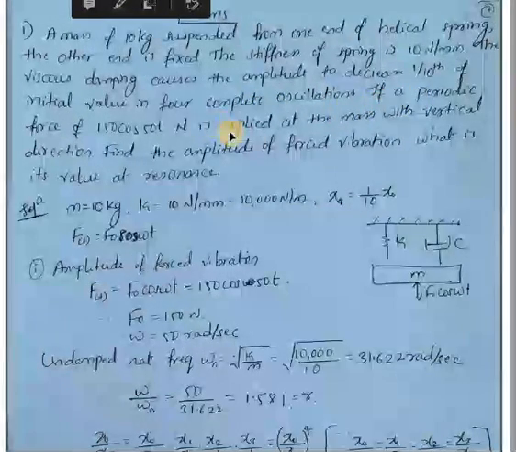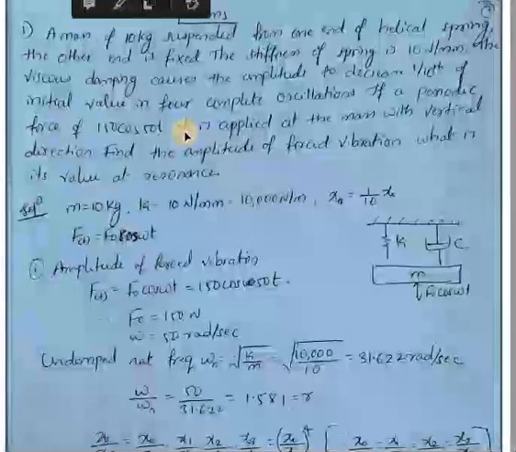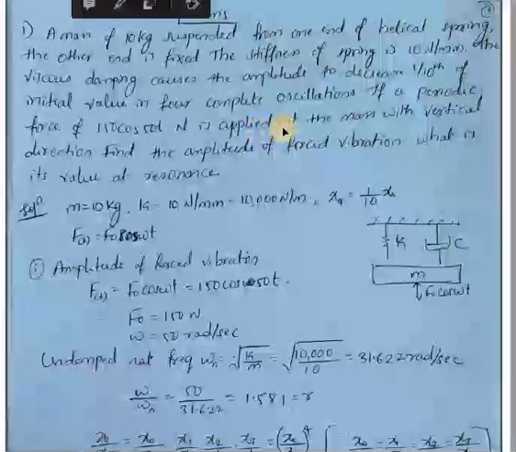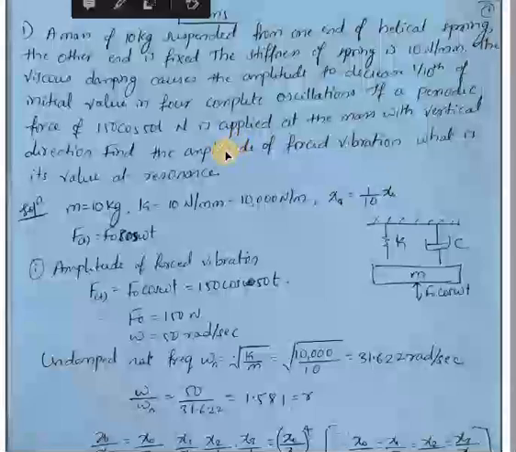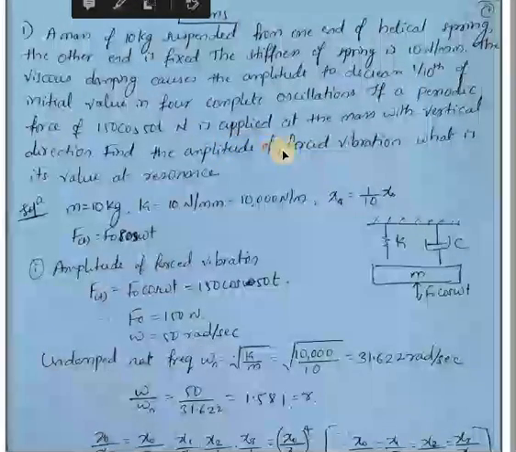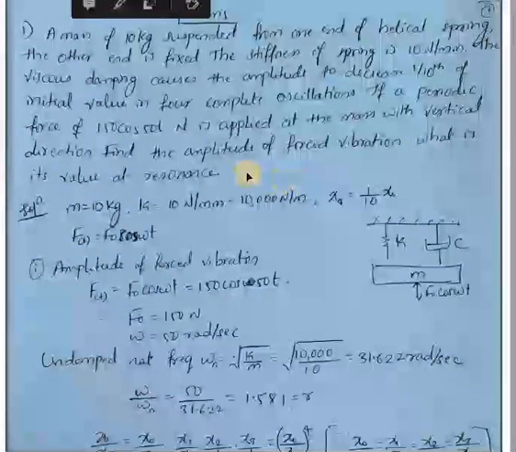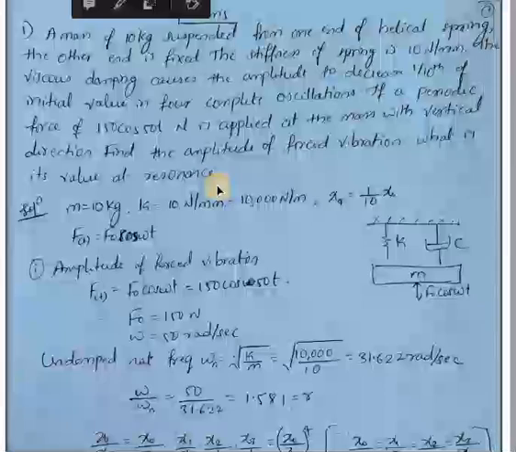If a periodic force of 150 cos 50 t Newton is applied at the mass in the vertical direction, find the amplitude of forced vibration. What is its value at resonance?